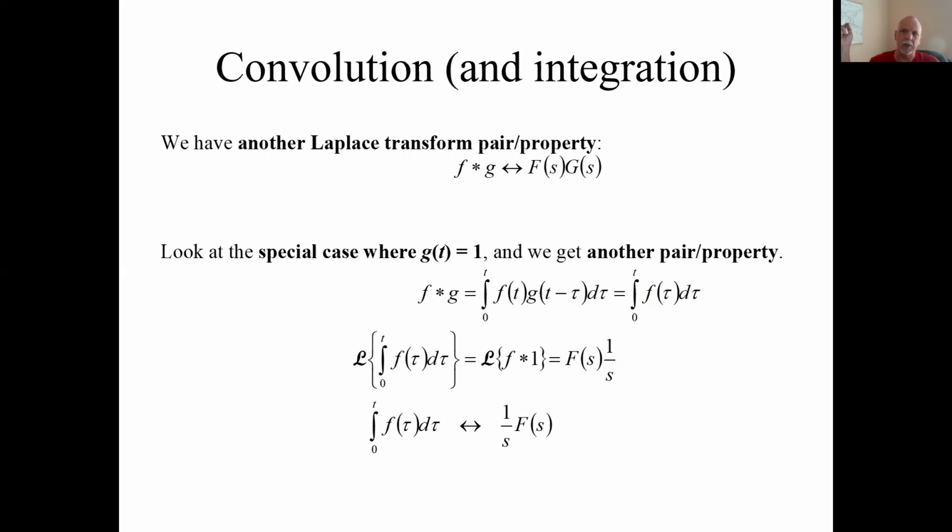which makes some sense if you remember derivatives. When I took a derivative, I had to multiply by s. I took the derivative of the time function, I multiplied by s in the Laplace domain and subtracted off some initial condition. When I integrate, I divide by s, and it makes sense. So this is something you could put in a table as well as this property. The integral of a time function is dividing by s in the Laplace domain.